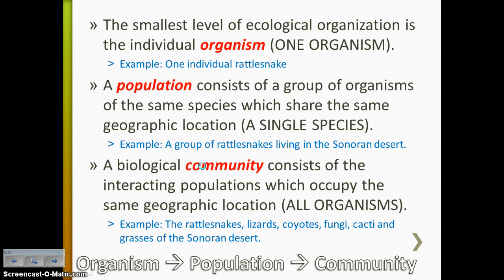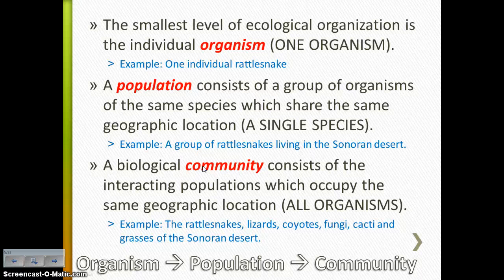So we're going to talk about what each one of these is, and also examples of what's included. Please fill in your chart as we go through it. So one single living thing is called an organism. So our example, we're going to go with a desert ecosystem here, is going to be one individual rattlesnake.